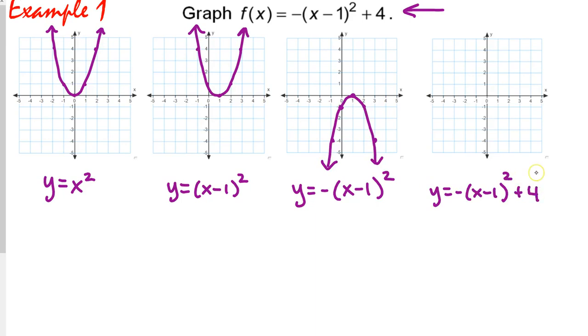So we're going to shift our entire graph up 4 when we add 4 on the outside. And what you could do is use your graphing calculator to double check this. And you could also plug in a number to double check that that point is actually on your graph.